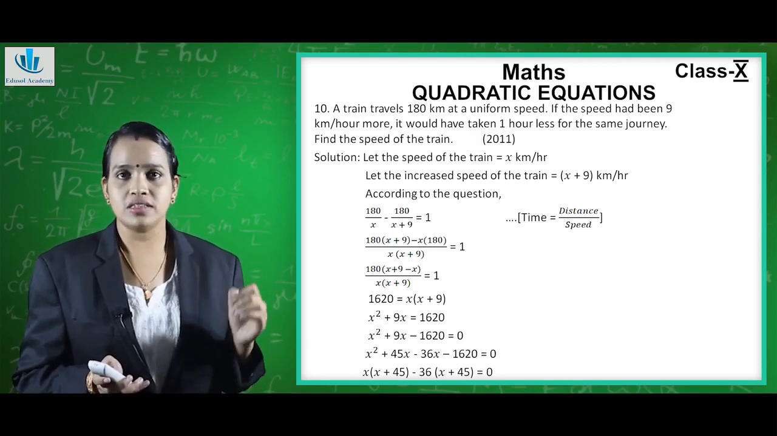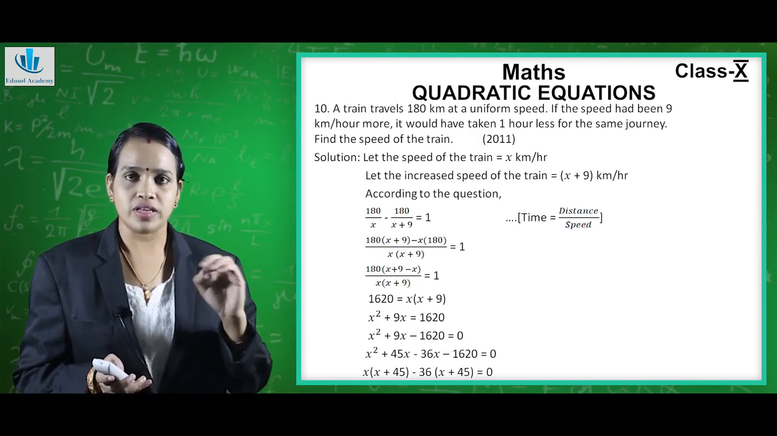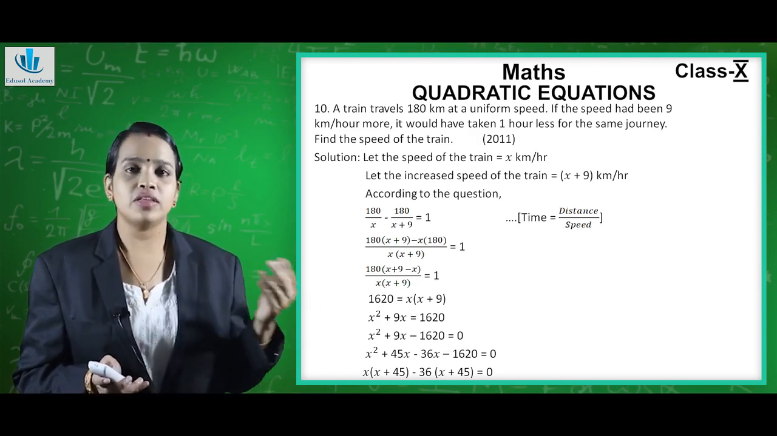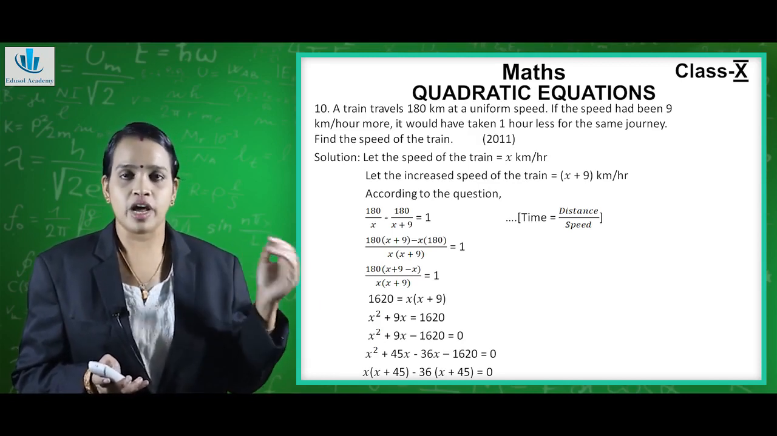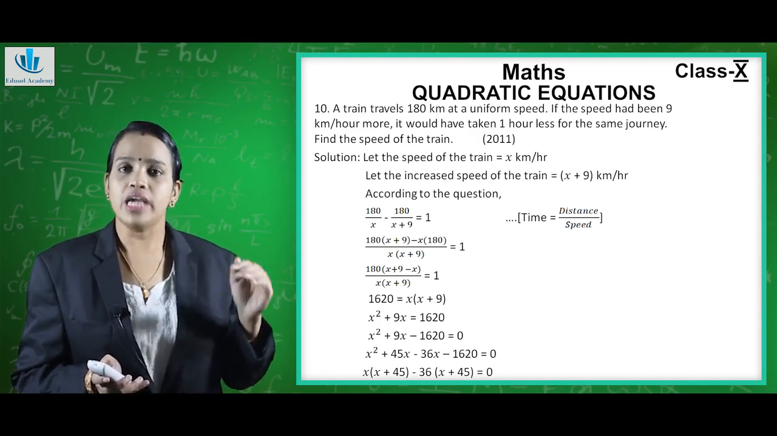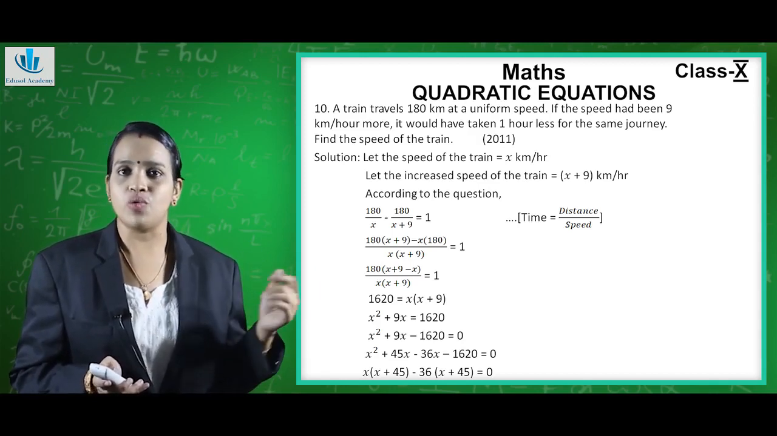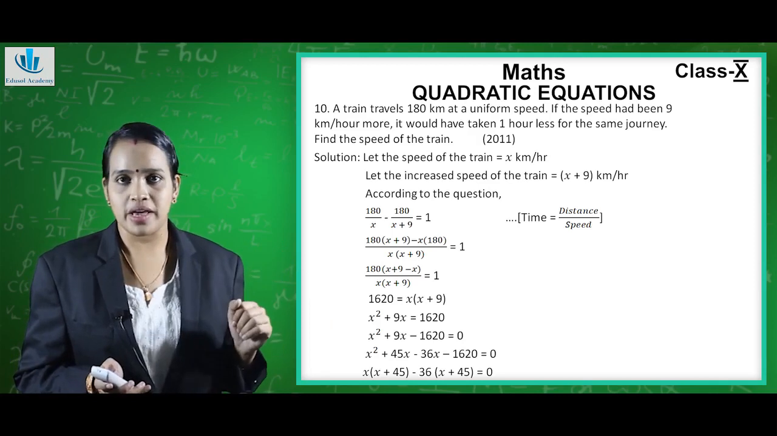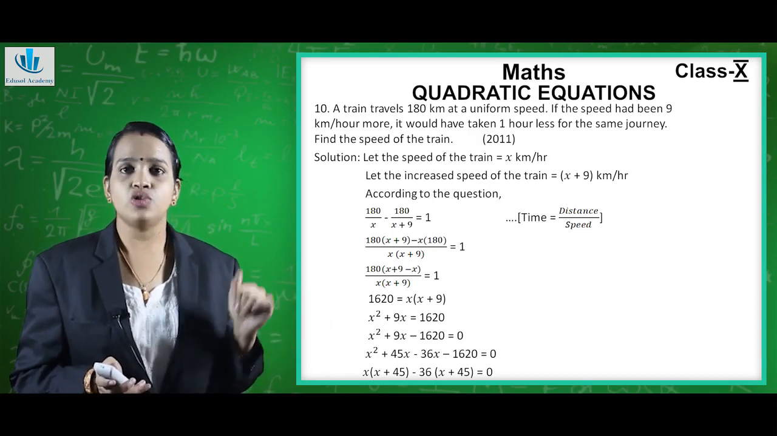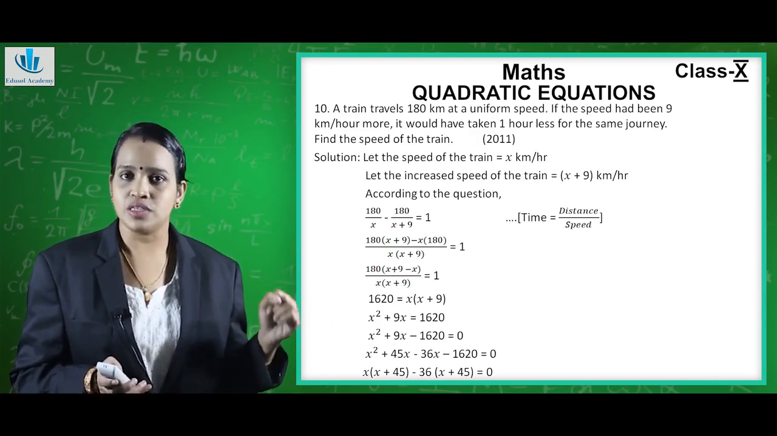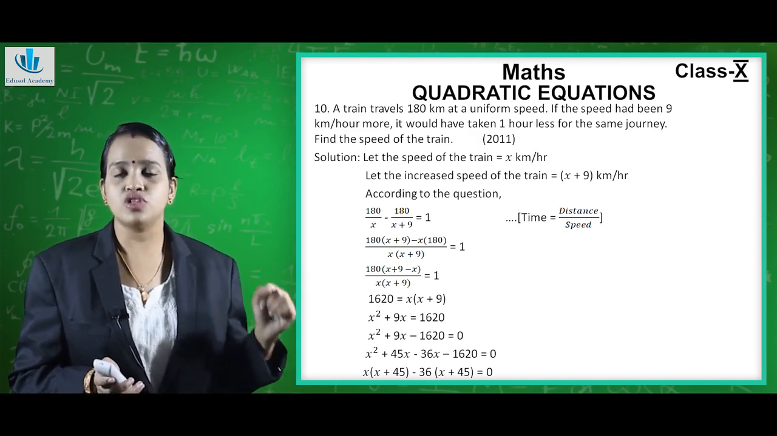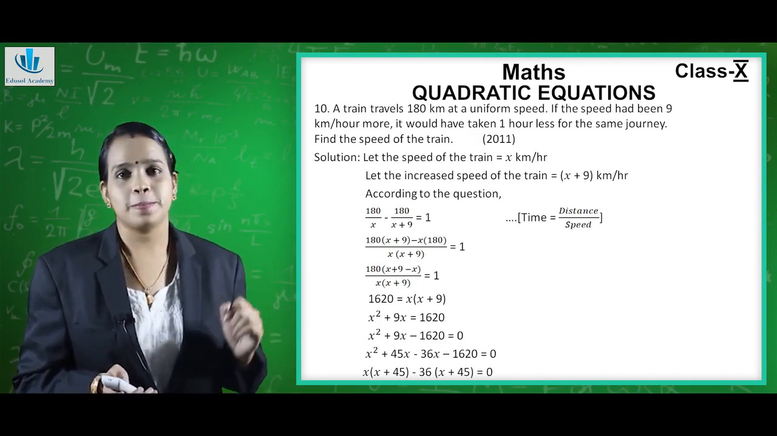and it takes 1 hour less, so we are subtracting it. So minus, when the speed is increased, it becomes 180 upon x plus 9, and it is equal to 1. Now we can cross multiply here, so it becomes 180 into x plus 9 minus x into 180 upon x into x plus 9 equal to 1.